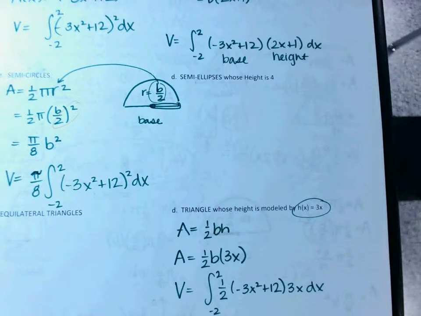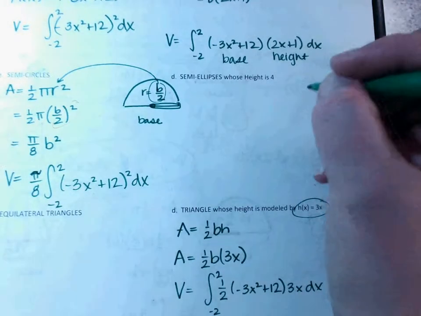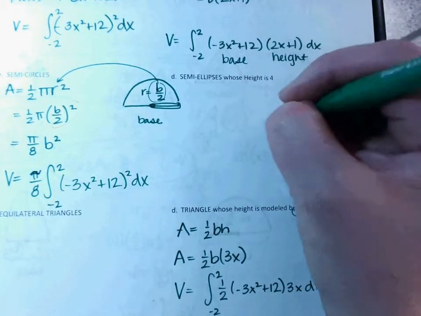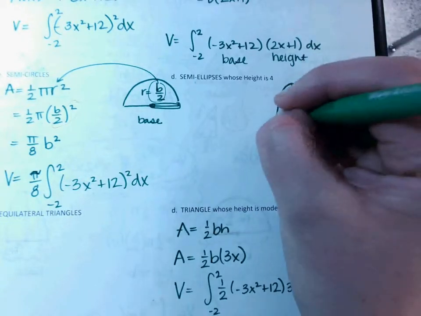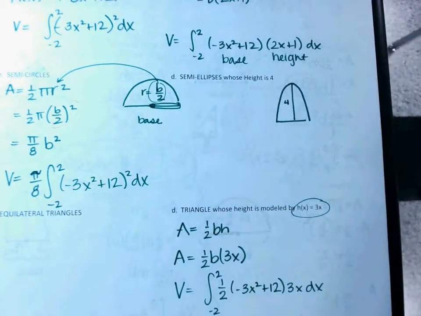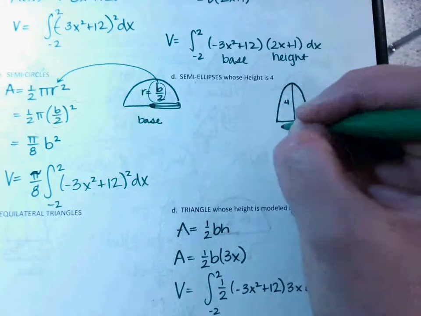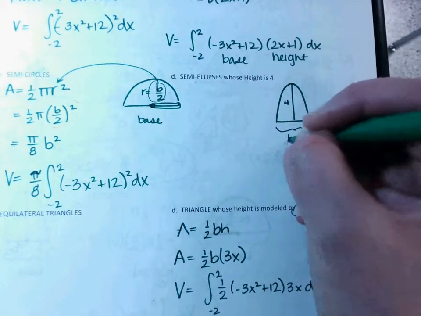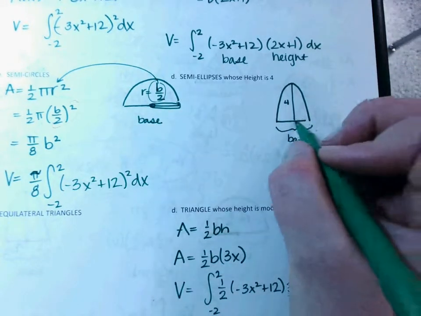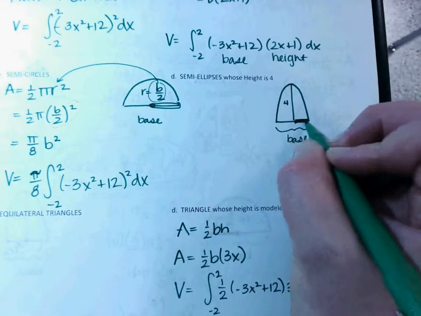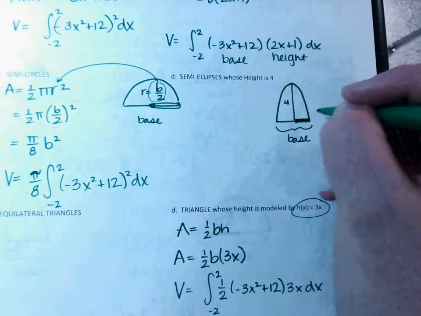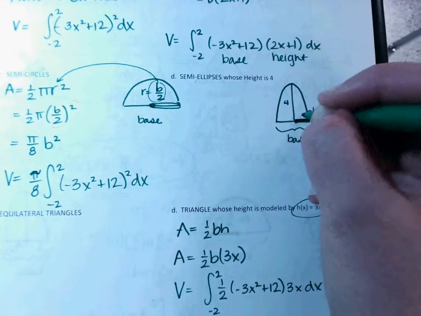All right, look at part D. It says a semi-ellipse whose height is 4. Okay, well think about, here's my ellipse. Height is 4. Well then all the way across is going to be my base. Well then my radius measurement, because remember you're always only taking half of it, would be b over 2.